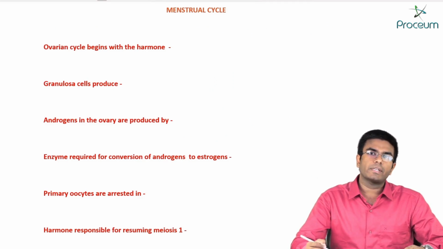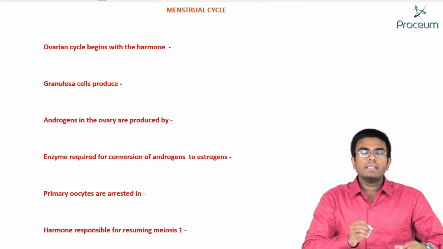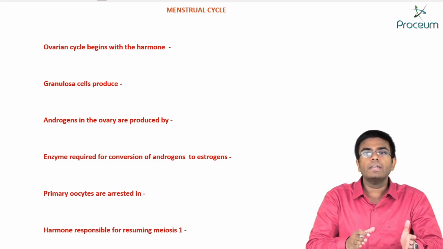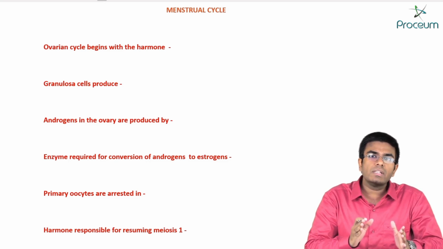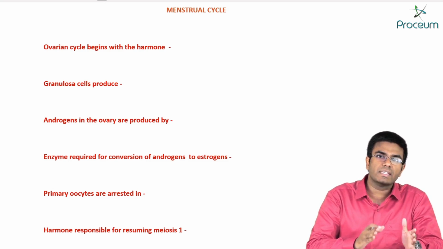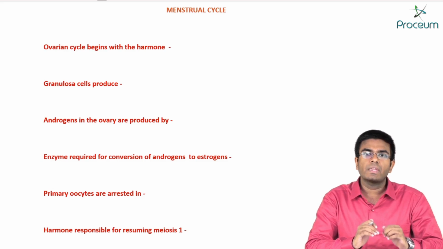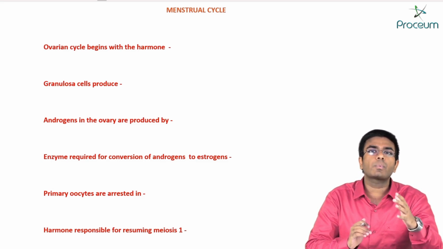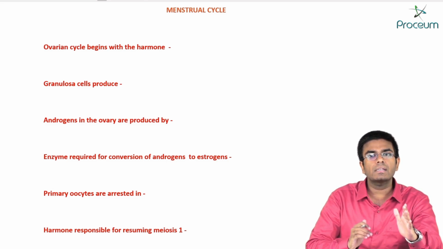Now, let's continue with the important points in the menstrual cycle. Ovarian cycle begins with which hormone? In the menstrual cycle we have two parts, the ovarian events, that is the ovarian cycle, and the uterine cycle. What is the hormone responsible for the initiation of the ovarian cycle? In the ovaries, the follicles are getting matured. These matured follicles produce estrogens, and those estrogens go to the uterus and cause the proliferative changes. So in the ovaries, follicles are growing.